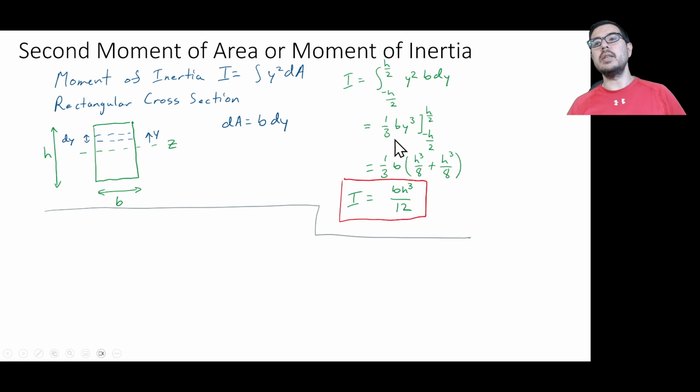b we'll say is a constant, and we're going to have this then being equal to b times 1/3 y cubed, going from minus h over 2 to h over 2. We plug the minus h over 2 and h over 2 into y, and we get bh cubed over 12. This is a pretty significantly famous formula. It turns out we do quite a bit with rectangular cross sections, and as you'll see in a little bit, we can also make use of this equation even if the cross section is not a solid rectangle.